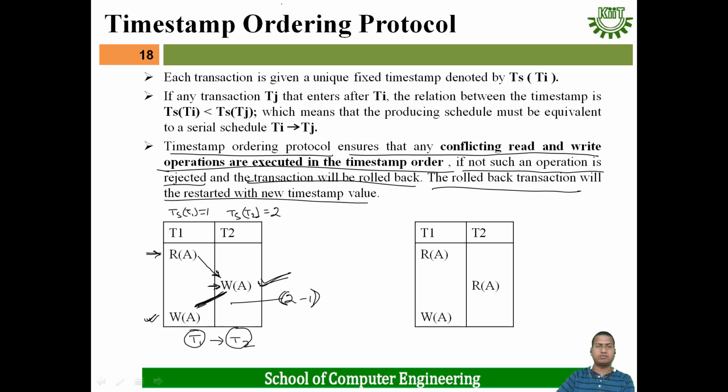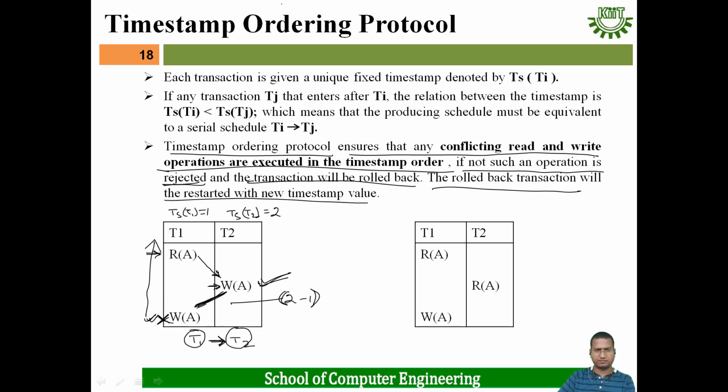When the order of the conflicting operation is not the same as the timestamp ordering of the transactions, then at that moment what do we have to do? Such an operation is rejected. That means this operation will be rejected and the transaction will be rolled back, and the rolled back transaction will be restarted with a new timestamp value.